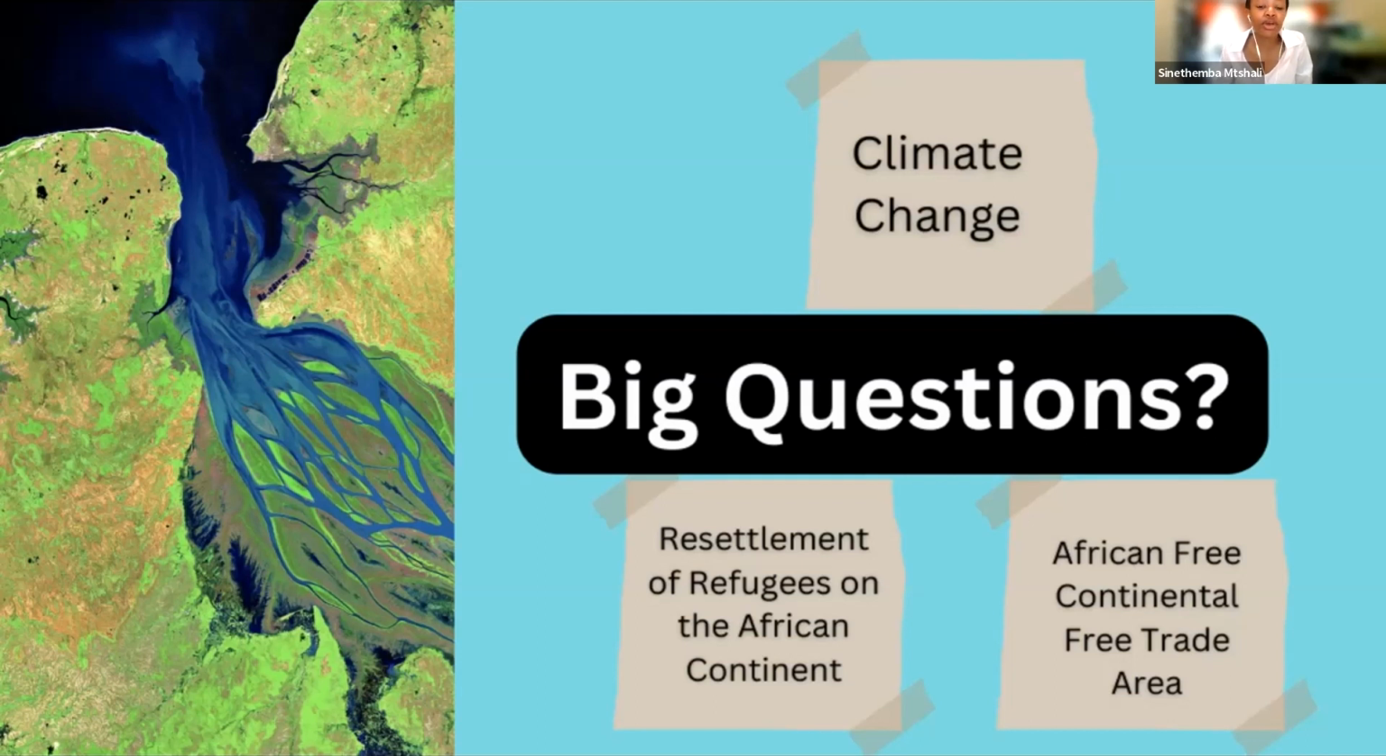But if we haven't mitigated the risks that come with that, the traders themselves will be at risk. As we are seeing now, if people move across borders and they're living in unsafe conditions, then it does not benefit the traders themselves. Another big thing is the resettlement of refugees on the African continent.